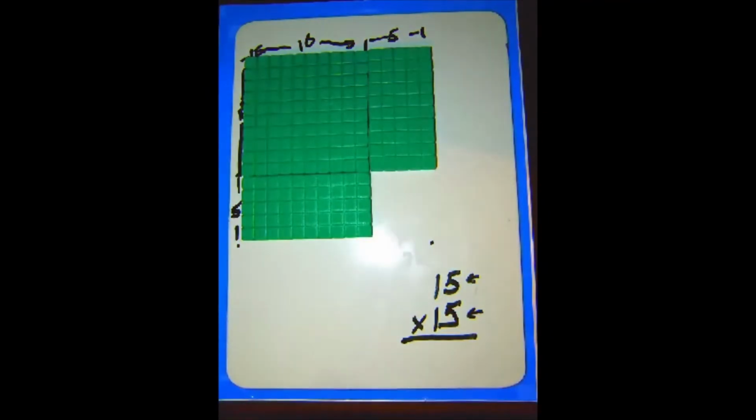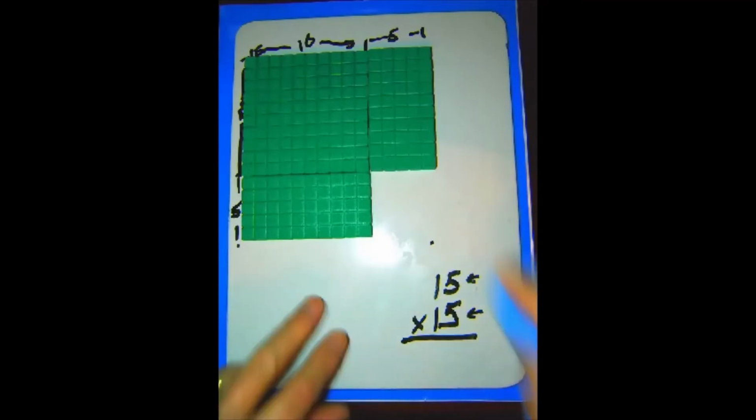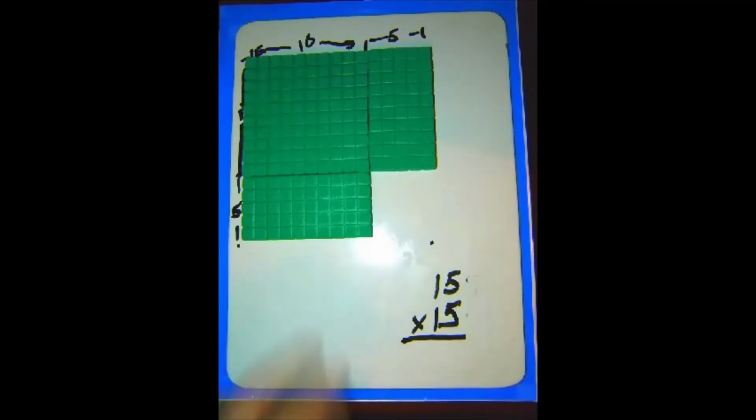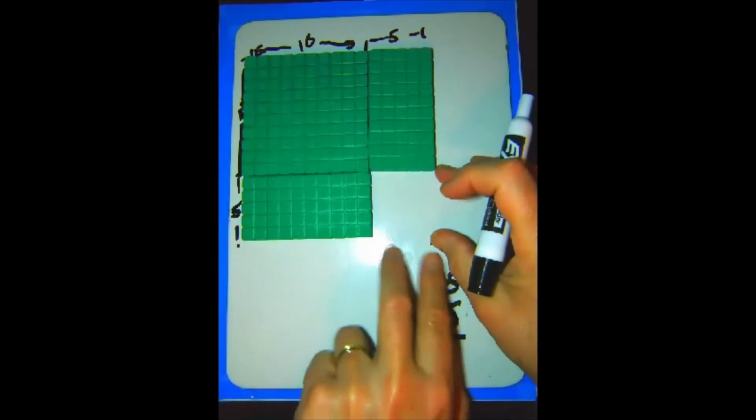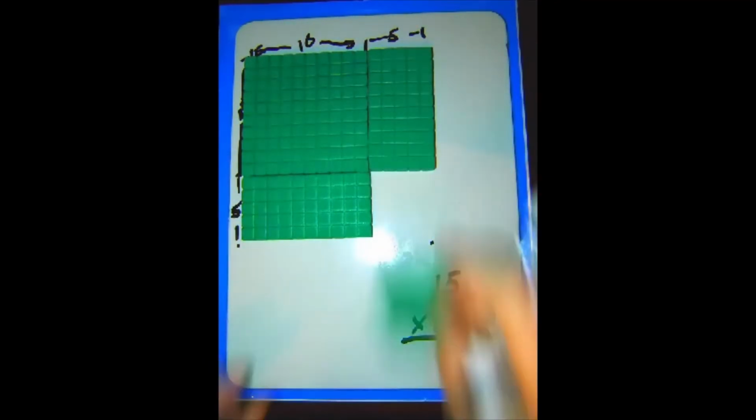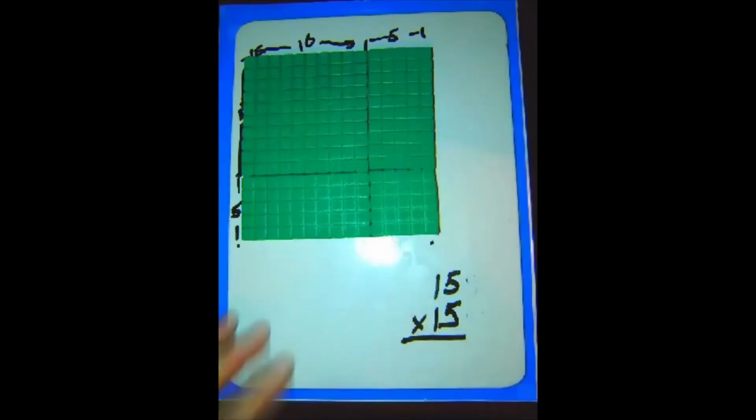Now, it might be tempting to say that we're done right now, but you'll notice that this is not a rectangle. And in order for the area model for multiplication to work, it has to be a complete rectangle. So that means there's another little piece here that we need to fill. And we can guess how big it's going to be. It's going to be 5 in this direction and 5 in this direction. So I'm going to put that piece right up in there. There's my 5 by 5 piece. So we have now represented, using physical objects, our problem of 15 times 15.